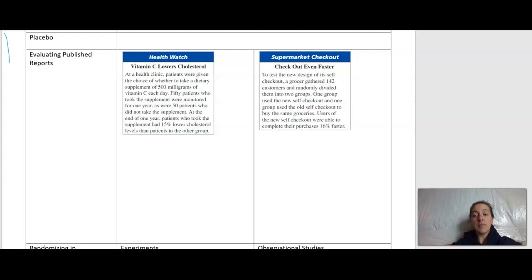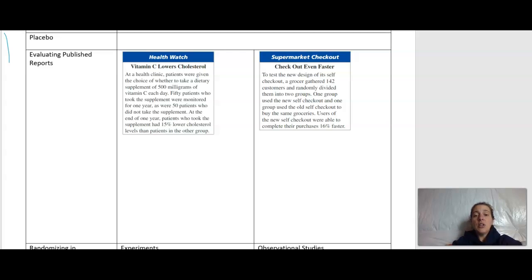So the first thing we need to notice is that this is not actually a randomized experiment. People were able to choose whether they wanted to take the pill or not. That could also lead to other factors. We don't know what else is going on or why they may have chosen it or may not have chosen it, so that would not really be valid results.